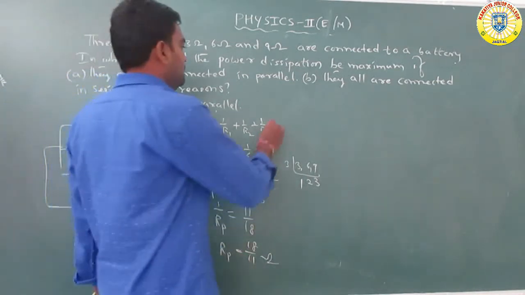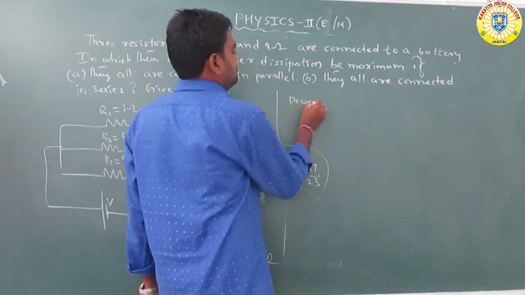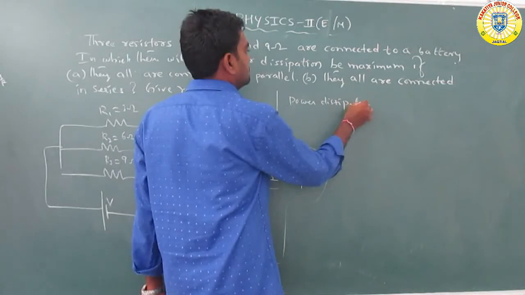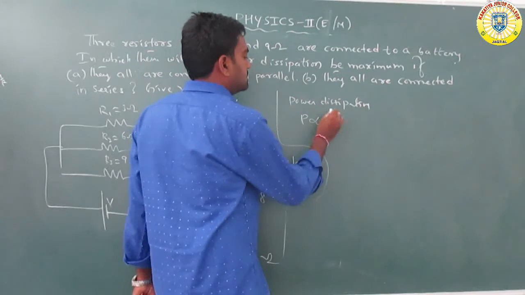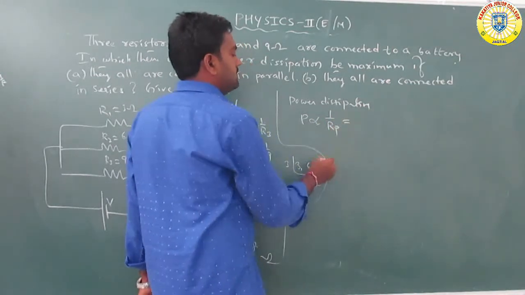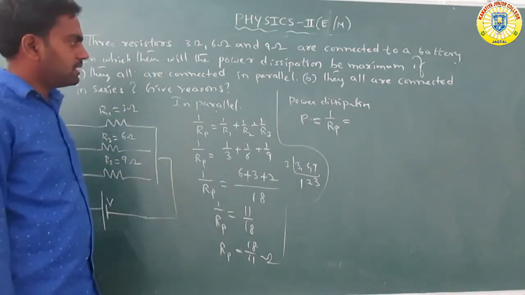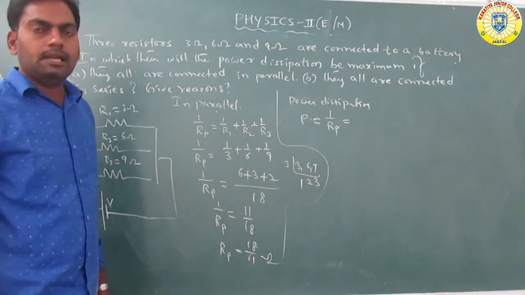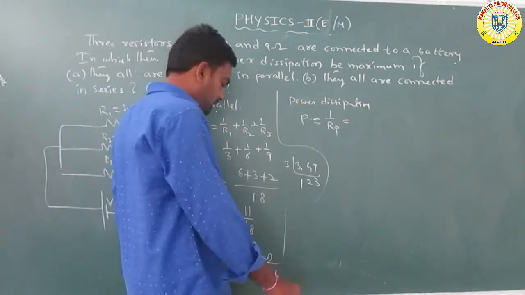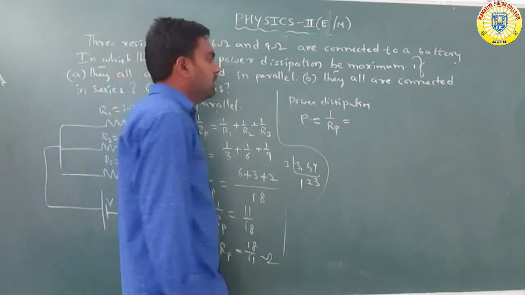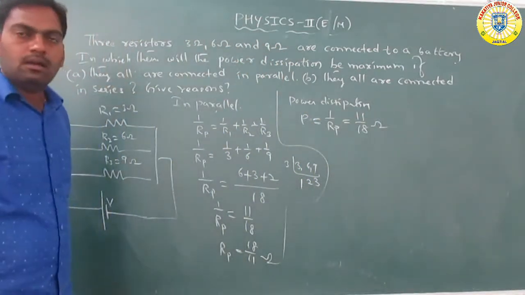So the power dissipation in the parallel combination: P is inversely proportional to Rp, that is, P is proportional to 1 by Rp. So that is the relation between power dissipation and resistance in a parallel combination, an inversely proportional relation. So Rp is equal to 18 by 11 ohms, and we can write 11 by 18 for the parallel combination.